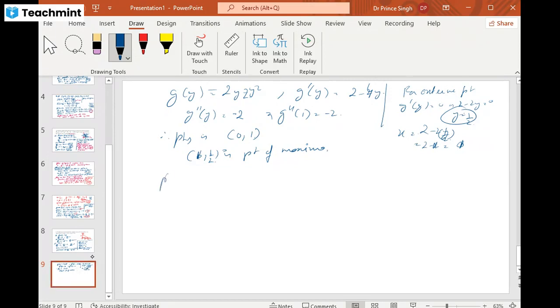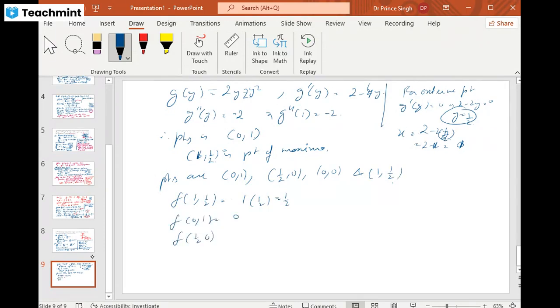So what are the points? The points are (0, 1), (1 by 2, 0), (0, 0), and (1, 1 by 2). So f of (1, 1 by 2) is equal to x into y, that is 1 by 2. And f of (0, 1) is 0, f of (1 by 2, 0) is 0, f of (0, 0) is also 0. So this is the point where the function attains its maximum value and the minimum value is 0. So the maximum value of the function is 1 by 2.